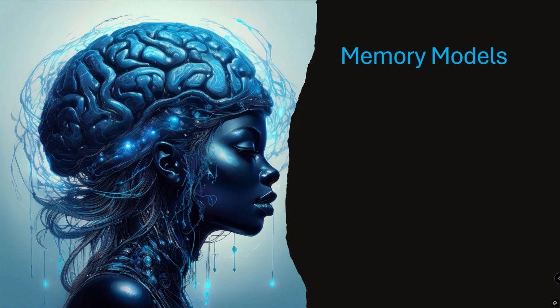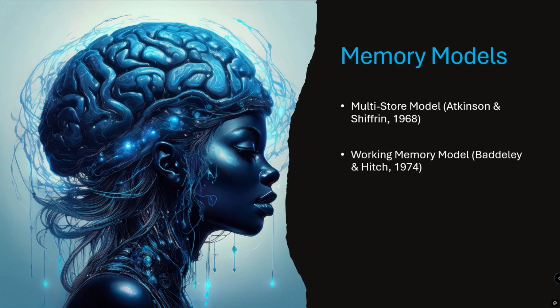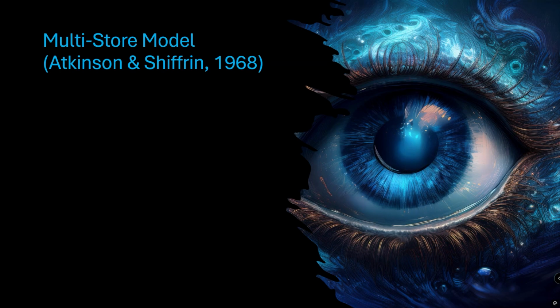So what are some of the models of memory? So again, models, theories, or perspectives are ways of looking at a specific thing. And in this instance, they're ways of looking at and understanding memory. So we've got the multi-store memory model, which was posited by Atkinson and Shiffrin in 1968. We've got the working memory model, Baddeley and Hitch, 1974. So let's start off by looking at the multi-store model, or the MSM, Atkinson and Shiffrin, 1968.